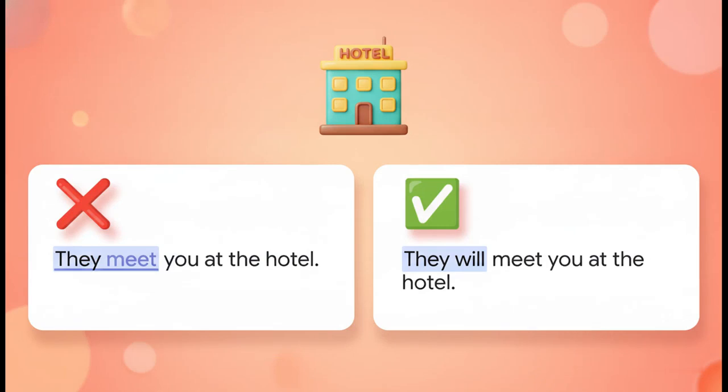But hold on, be careful here. There is a little mistake a lot of beginners make. Look at the left side. They meet you at the hotel. Well, this is actually incorrect if we are talking about tomorrow. People completely forget to say will. To fix it, just look at the green check. They will meet you at the hotel. You absolutely must remember your magic word to show us it's the future.